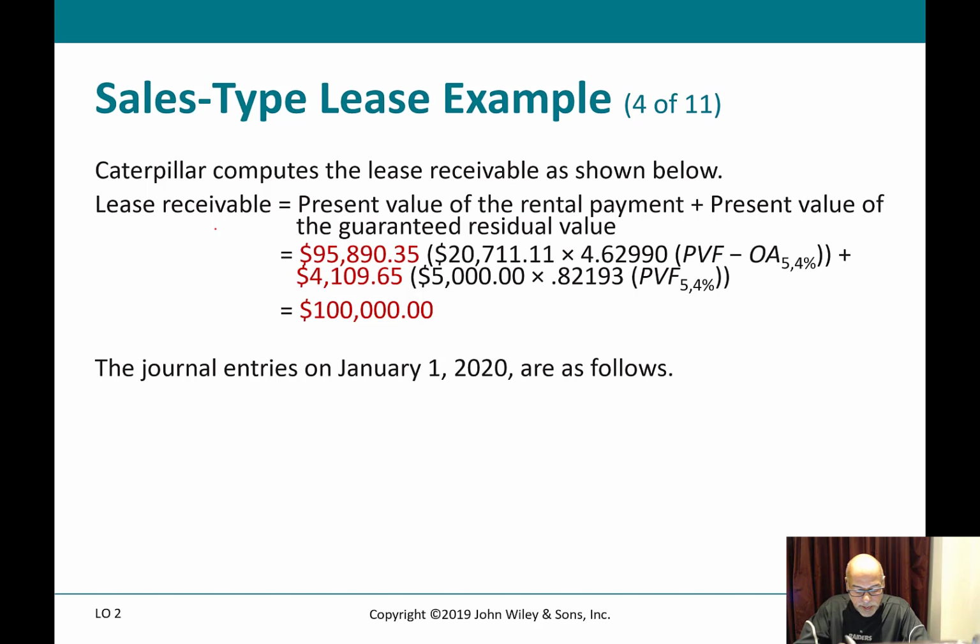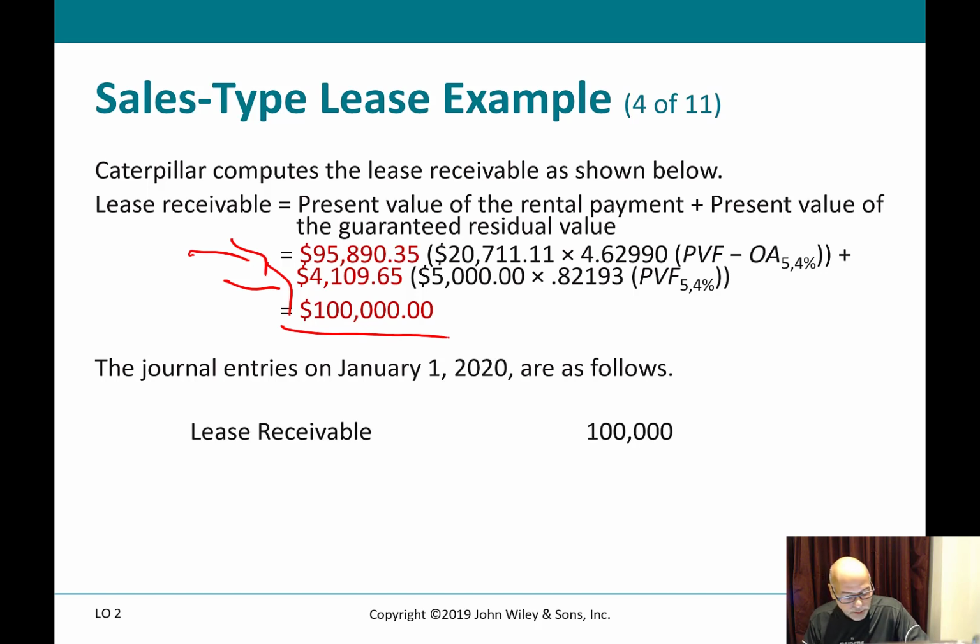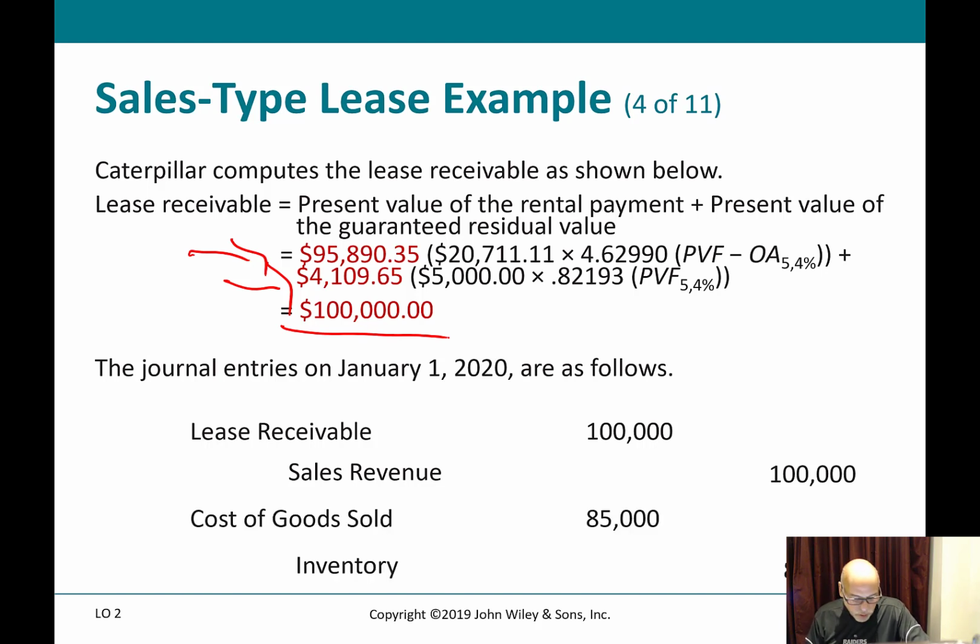Okay, so they have the present value of the lease payments, the present value of the $5,000 equipment they're going to get back. So the journal entry at the time that we sell this property is to set up the lease receivable of $100,000, set up the sales revenue of $100,000, debit the cost of goods sold, and credit the inventory, because a couple slides ago they told us that the equipment had a cost of $85,000. So we have now $15,000 of gross profit on this, and then we're going to slowly recognize the interest part of the profit over the term of the lease.